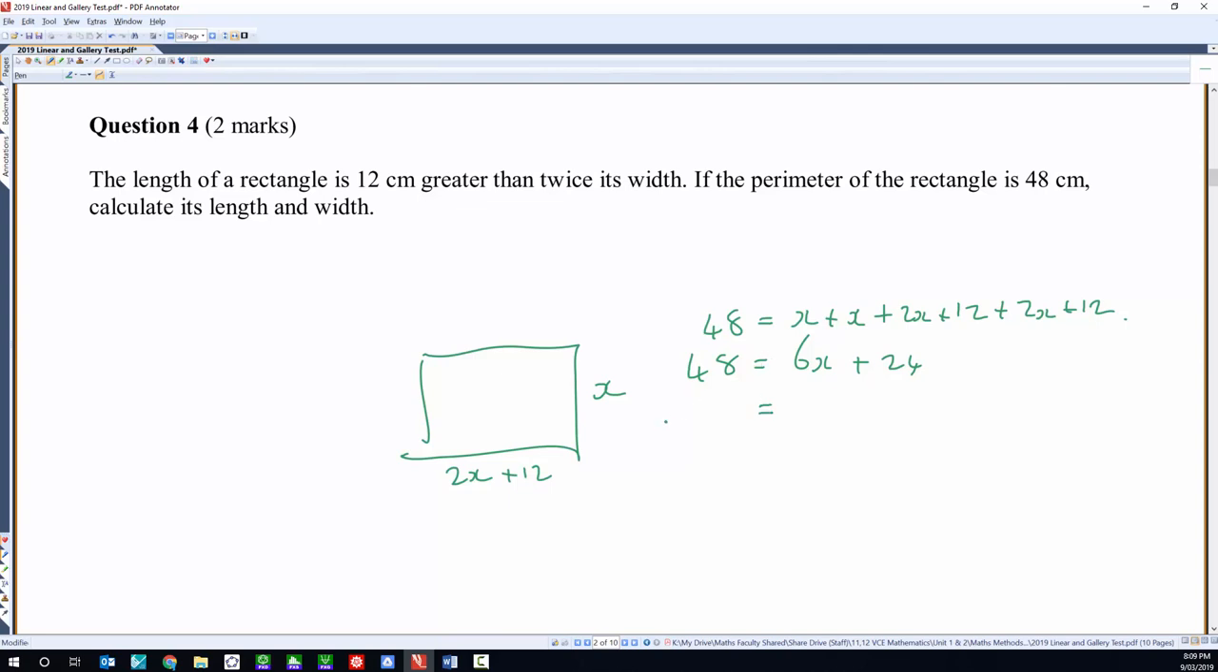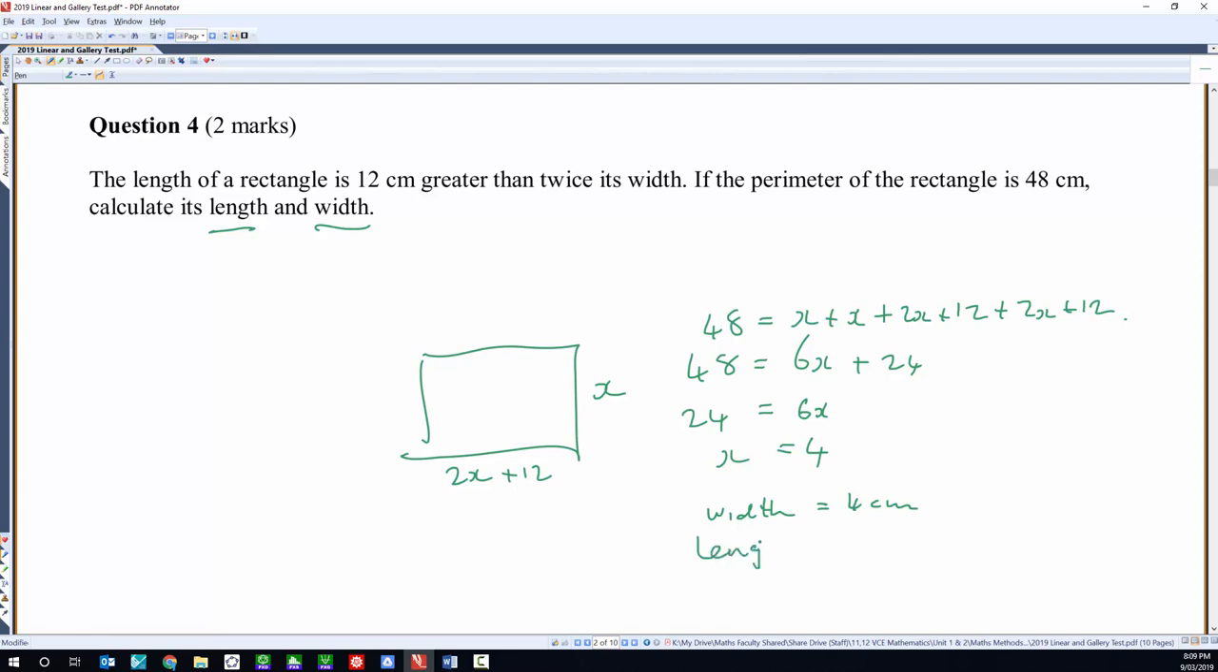We're going to subtract 24 from both sides, leaving us with 24 and 6x. X is equal to, what is it? X is equal to 4. Okay, and then what we're going to do is note that this asks for the length and the width. So the width is equal to 4 centimeters.